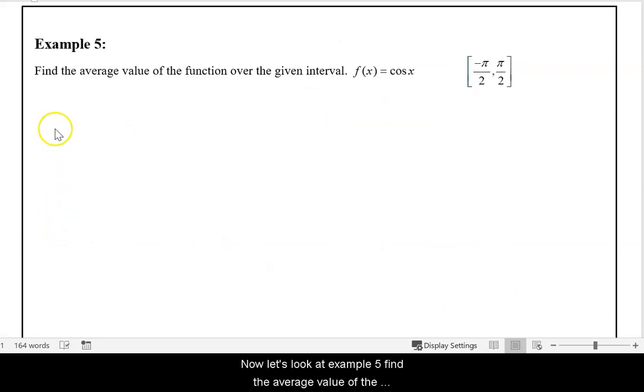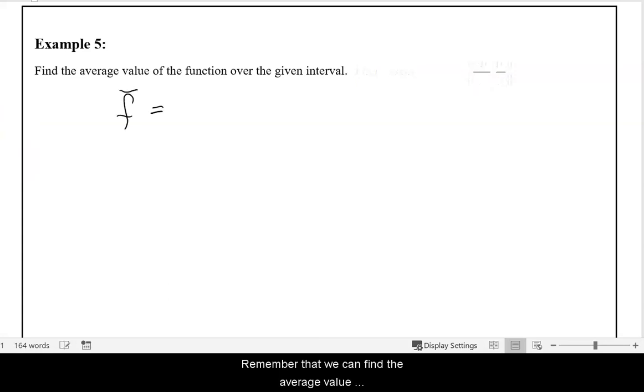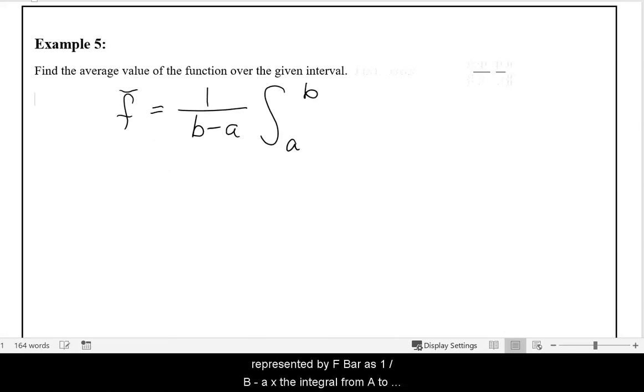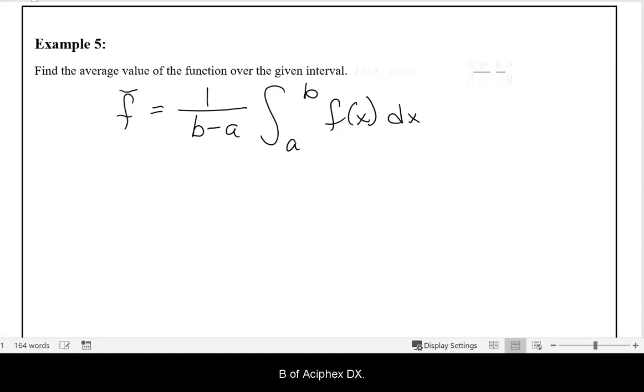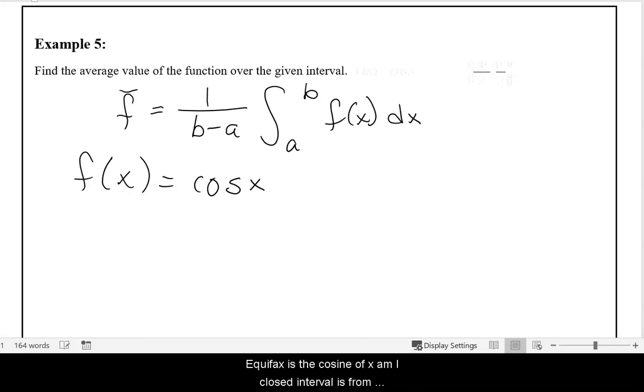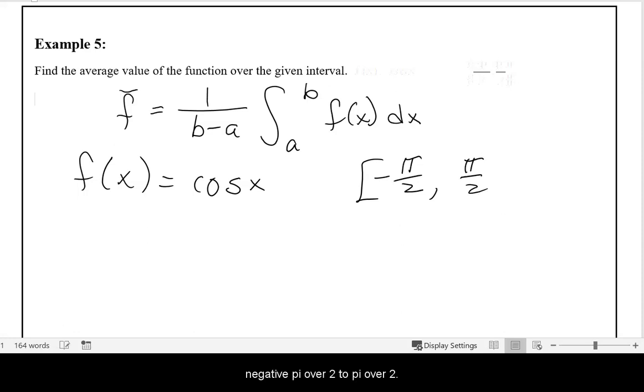Now let's look at example 5. Find the average value of the function over the given interval. Our function is the cosine of x, and our closed interval is from -π/2 to +π/2. Remember that we can find the average value, represented by f bar, as 1 over b minus a times the integral from a to b of f of x dx. I see that my function is wonking in and out, so let me handwrite it for you. F of x is the cosine of x, and my closed interval is from -π/2 to π/2.